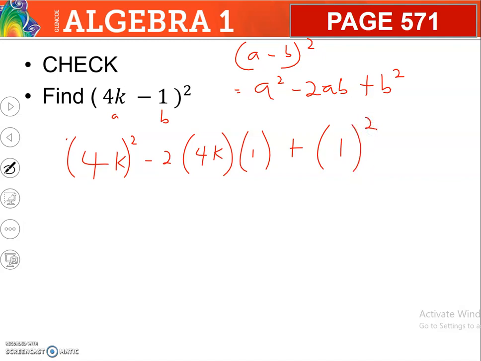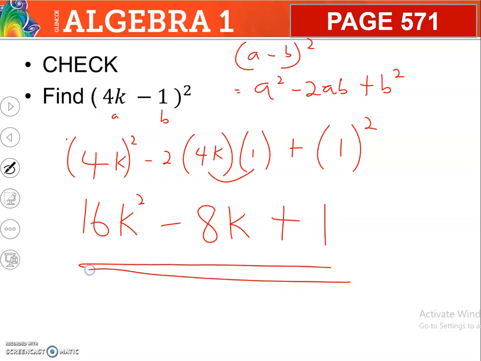So in simplifying, we're going to have 4k squared will give us 16k squared. 4k times 1 will give us 4k, and we'll multiply it by 2. We have negative 8k, and 1 squared will give us positive 1. And that is our answer.